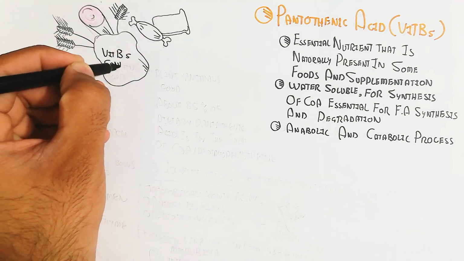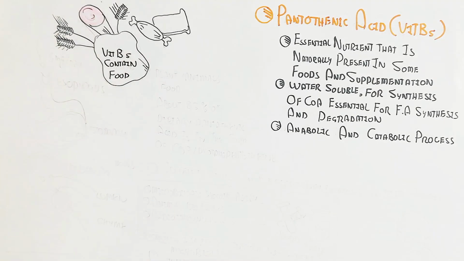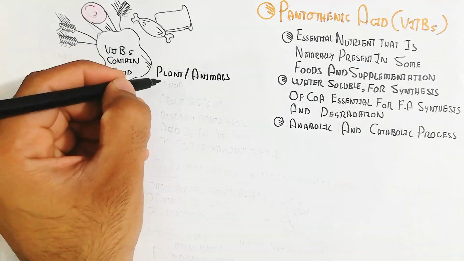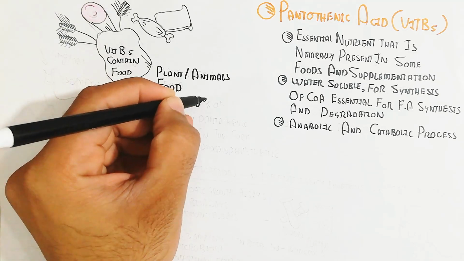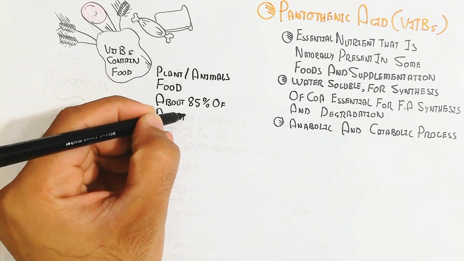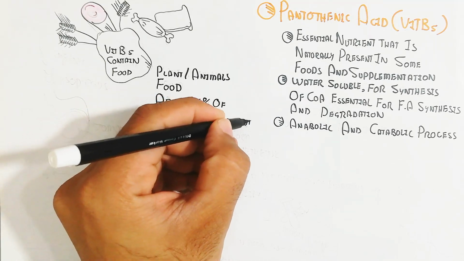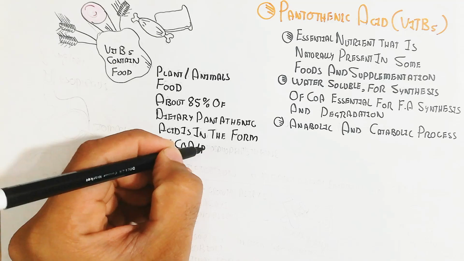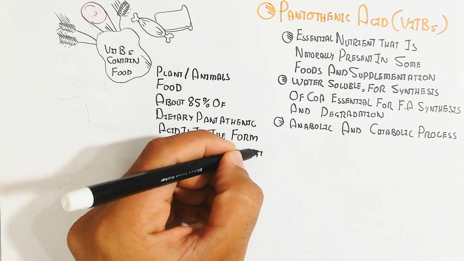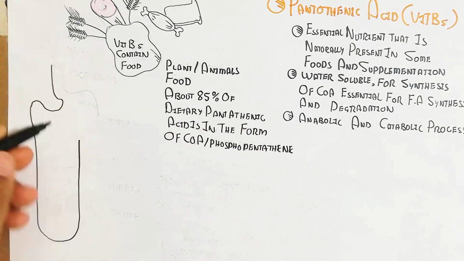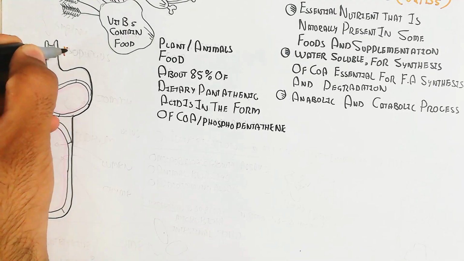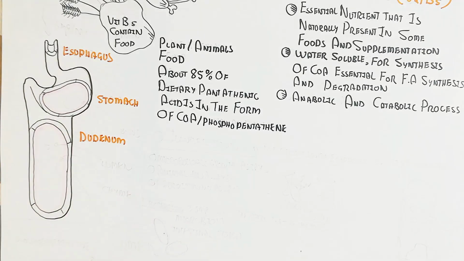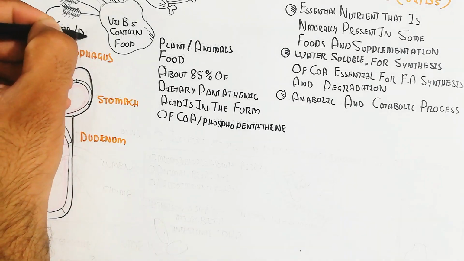Foods containing vitamin B5 include grains, chicken, beef, pork, and other foods like bread. In these plant and animal foods, about 85% of dietary pantothenic acid is in the form of CoA and phosphopantetheine, not in the form of pantothenic acid itself.